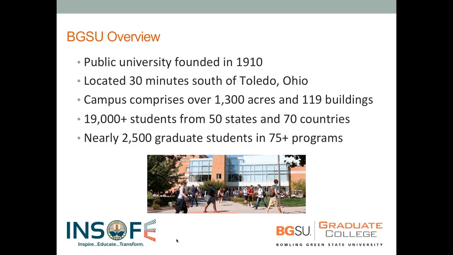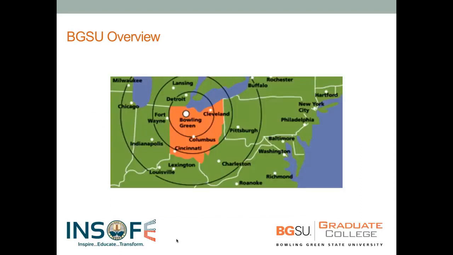Our campus comprises over 1,300 acres and 119 buildings, and we have over 19,000 students total from 50 states and 70 countries. It's a very diverse population. It's an exciting place to be, with lots of energy, and it's a great place to study and to learn. We also have nearly 2,500 graduate students across 75 programs. The MSA program, the analytics program, is one of our newest programs, and we expect that the population in that program will continue to grow over the next 2 to 3 years as well.